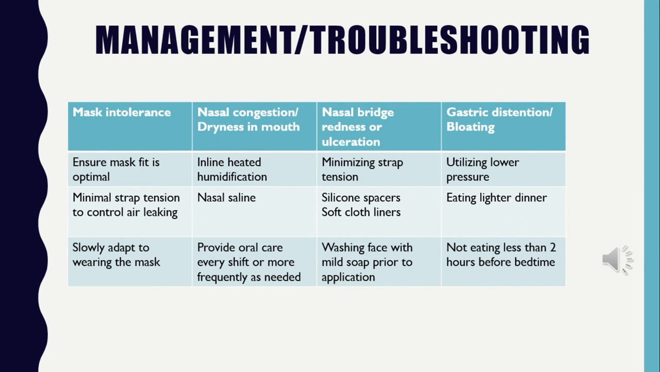A lot of times they don't like the mask because there is an air leak and it's blowing air into their eyes and they're just uncomfortable with it and they refuse to use it. Another thing is if they are willing to slowly adapt to wearing the mask, that would help them as opposed to refusing it altogether. RT does have some cushions that go over the nasal bridge, and those are used to help assist with the tightness of the mask and also preventing redness.